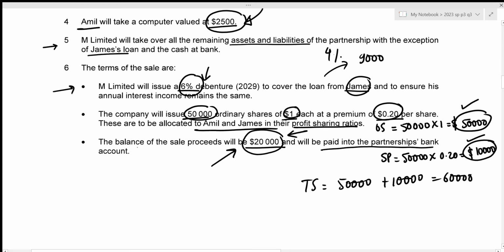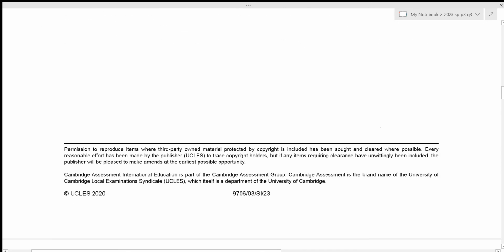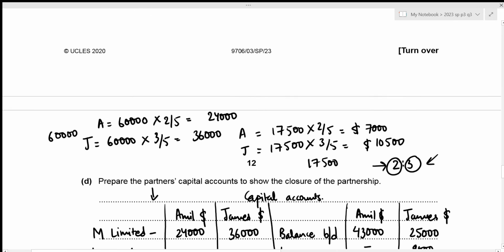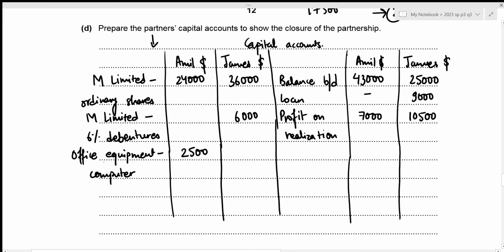We're told that the balance will be paid into the partnership's bank account. So our balancing figure will be bank in the capital account. Let's do that. We have bank as our balancing figure. Now we can just figure out the total from the credit side and then figure out our balancing figure, which is bank in this case.